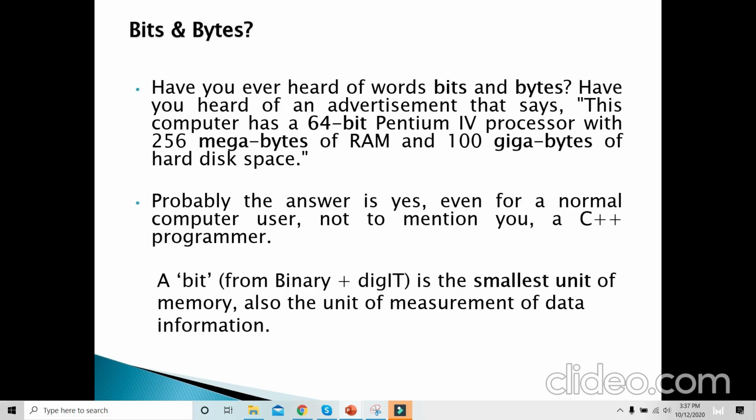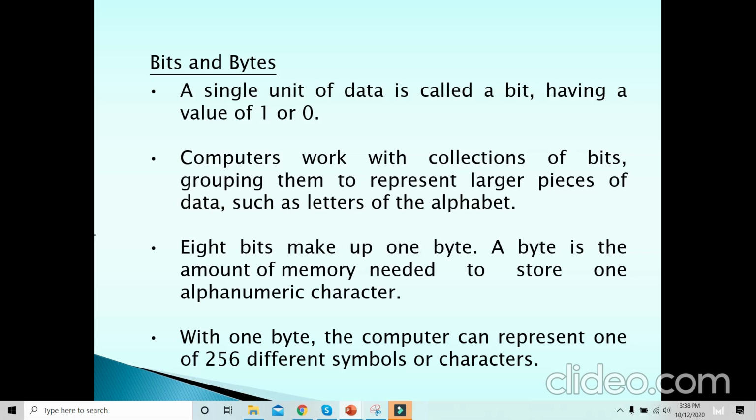So bits and bytes. Have you ever heard of the words bits and bytes? Have you ever heard an advertisement that says this computer has a 64-bit Pentium 4 processor with 256 megabytes of RAM and 100 gigabytes of hard disk space? Probably the answer is yes. Even for normal computer users, not to mention you're a C++ programmer, a bit, from binary digit, is the smallest unit of memory, also the unit of measurement of data and information.